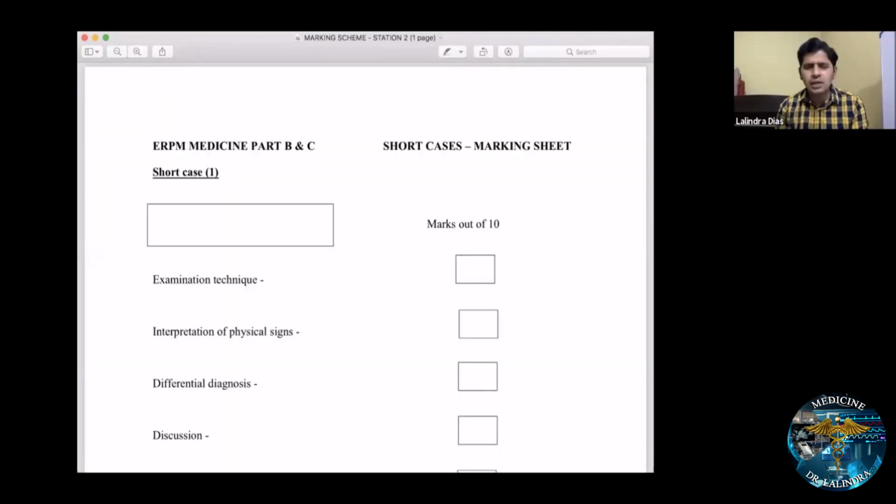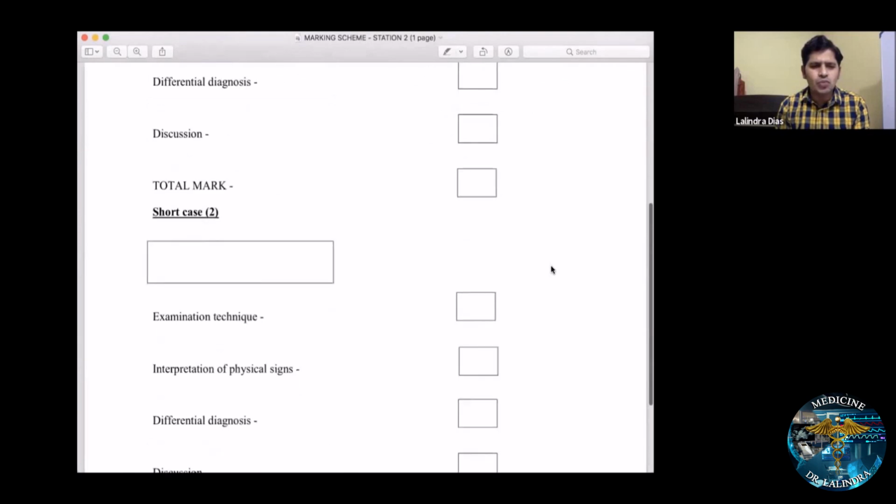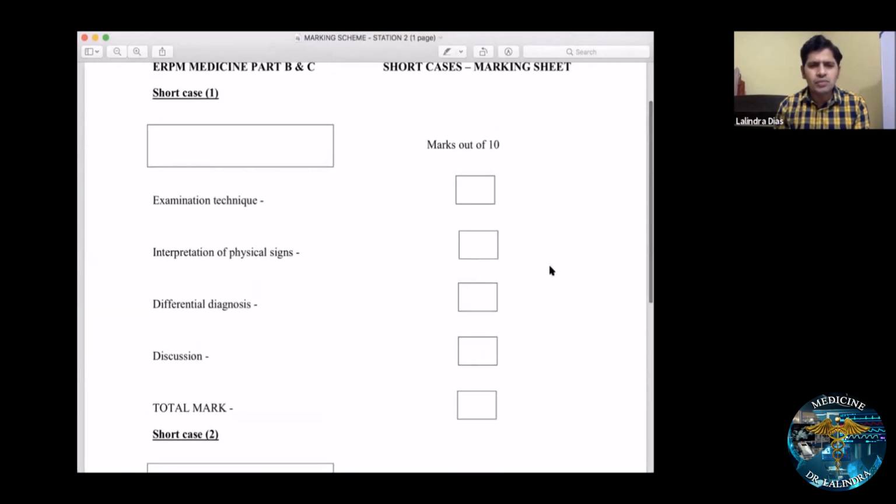So now I'm going to show you the marking scheme of the ERPM exam. Yeah, so you are sharing the same screen with me. This is the short case marking scheme, marking sheet. You can see here there are 2 short cases, short case 1, short case 2. These are the components that we analyze.